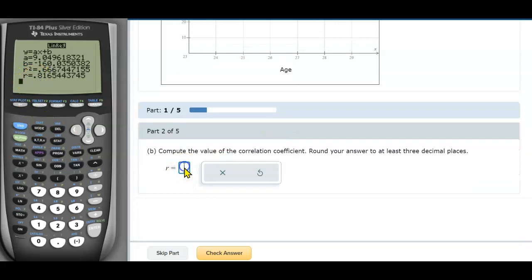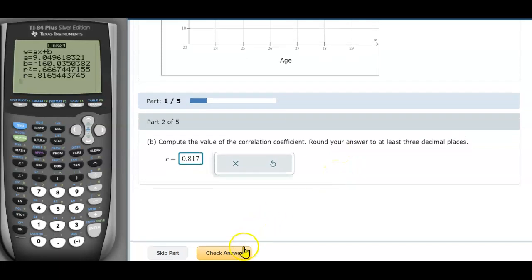We needed 0.816. Whenever you round it, it became 0.82. All right. And let's check the answer.